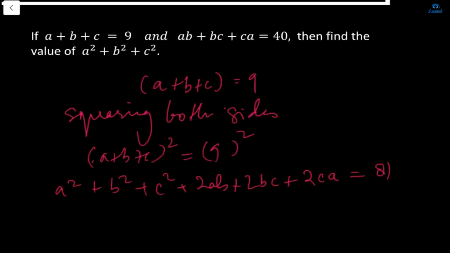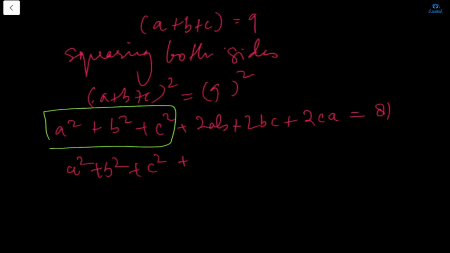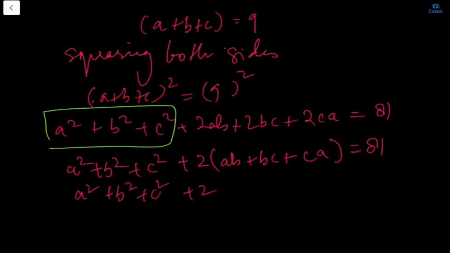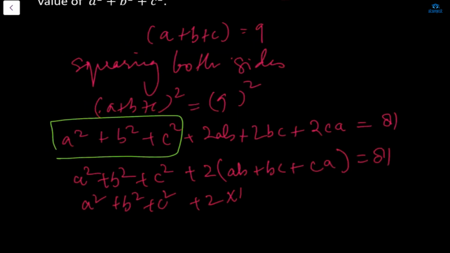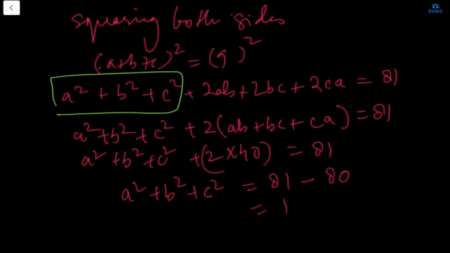It is given that the value of ab plus bc plus ca is 40, and we need to find out the value of this. So it can be written as a square plus b square plus c square plus 2 common, ab plus bc plus ca. What is the value given? 40, so 80. So the value of a square plus b square plus c square is equal to 1.